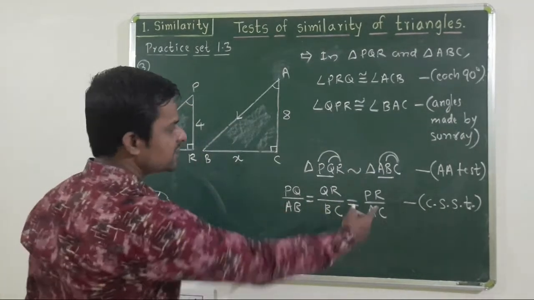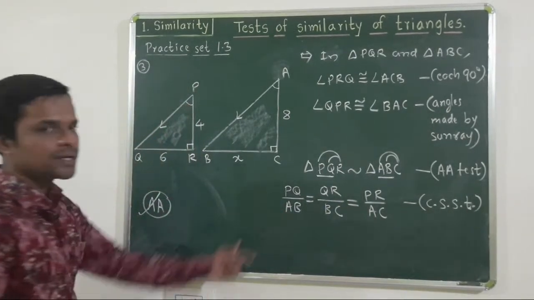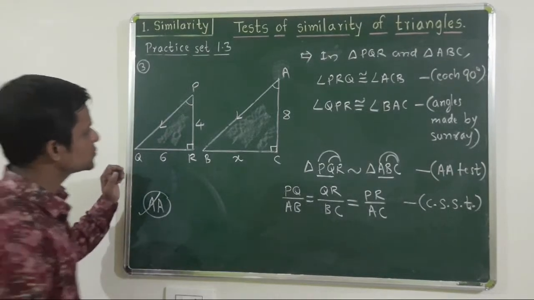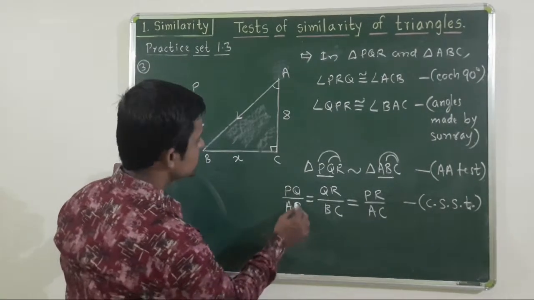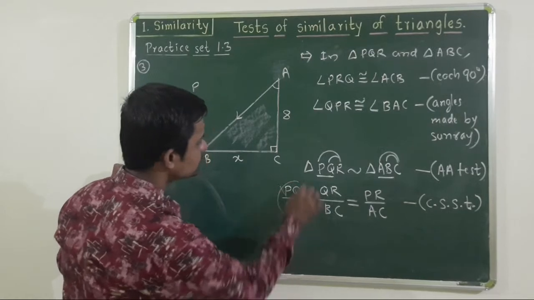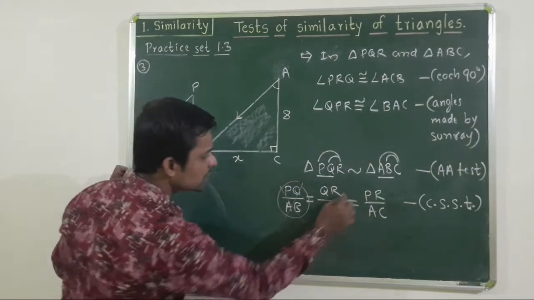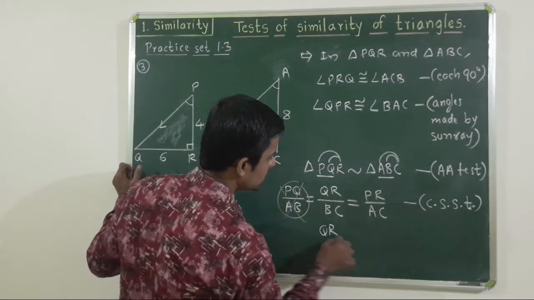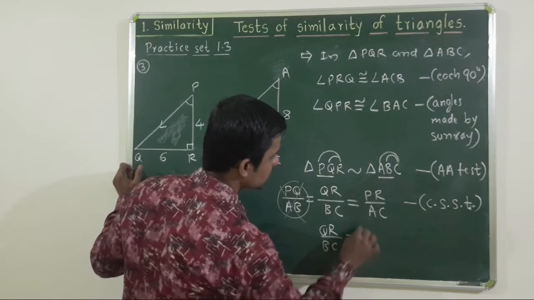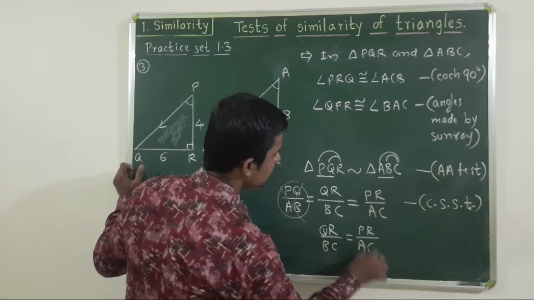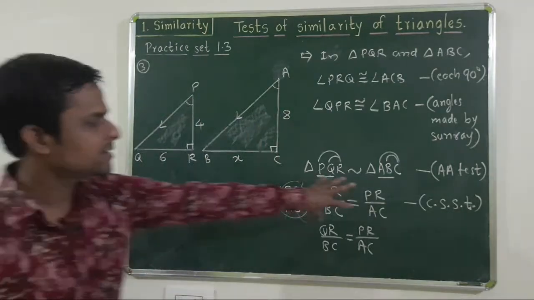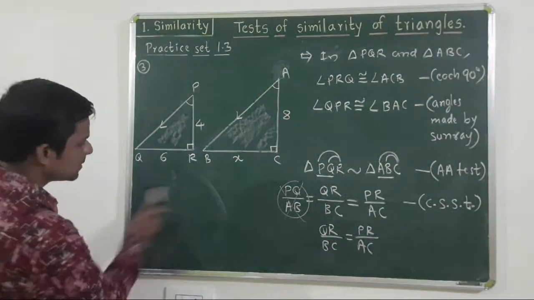Now out of these three ratios we want only two ratios, and we don't want one ratio. Which is that ratio that we don't want? That is this one. We don't want this one. Therefore I am going to write these two again. It is QR upon BC is equal to PR upon AC. We don't want the first ratio, therefore taking these two ratios again.